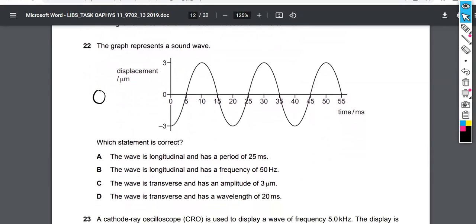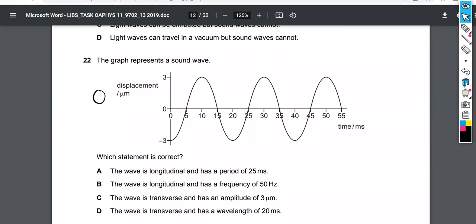Moving right along to question 22, you can see it displayed. The question reads, the graph represents a sound wave. Which statement is correct? The wave is longitudinal and has a period of 25 milliseconds. Because they're telling us it's a sound wave, it is true that the wave is longitudinal. Sound waves are longitudinal. We just read that information a moment ago. And so C and D we'll discard as incorrect answers.